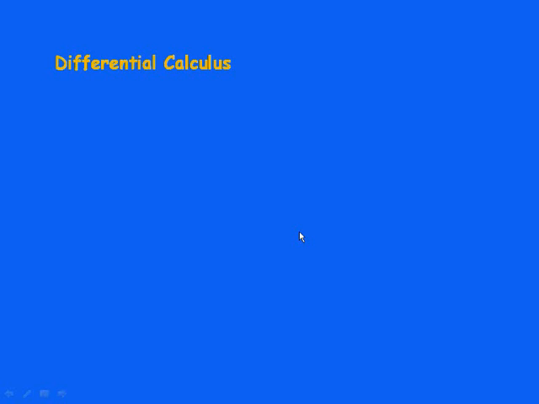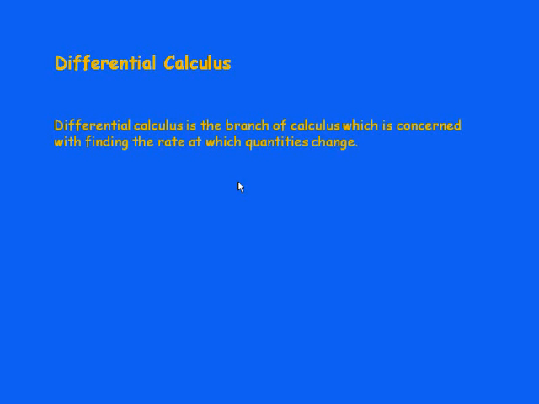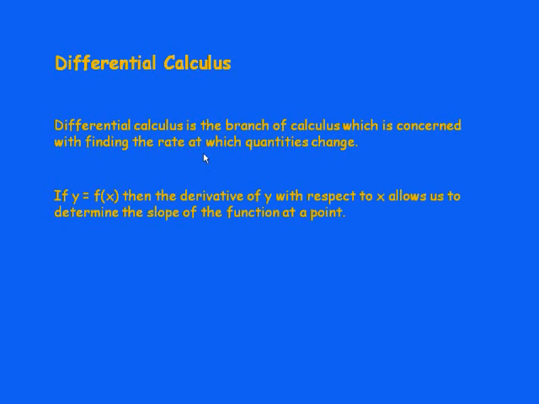In this video we're going to look at two different approaches to calculus. The calculus we're interested in is the differential calculus, and differential calculus is that branch of calculus which is concerned with finding the rate at which quantities change. For example, suppose we have a function y equals f of x, then what we're interested in doing is finding the derivative of y with respect to x, which determines the slope of the function at a point.